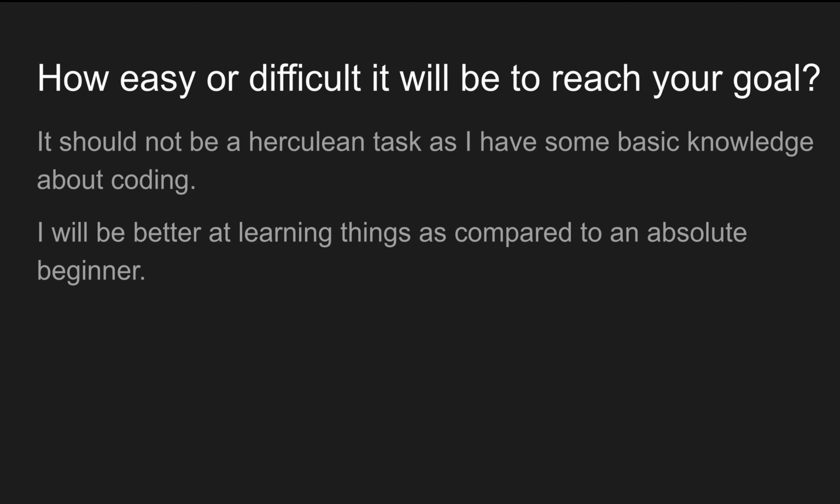And of course, I'll be better at learning things if you compare me to an absolute beginner. If there is a person who has no knowledge about coding, it will be a very time-consuming process for him or her to learn it, but it's not going to be for me. Why? Because I already have some knowledge about coding.